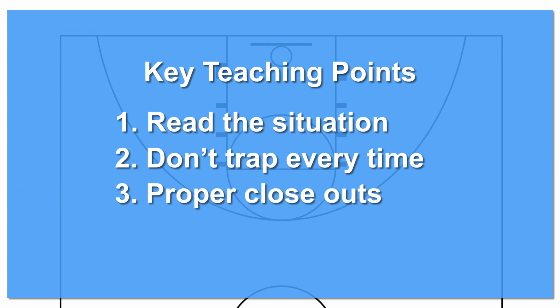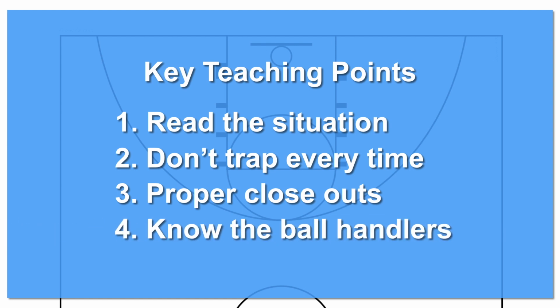3. Proper closeout techniques are essential. Close out on the ball with your hands up and don't overrun your opponent. And 4. Know who can handle the ball. If your opponent has 2 or more good ball handlers, you may want to reconsider running the trap from the 2-3 zone.